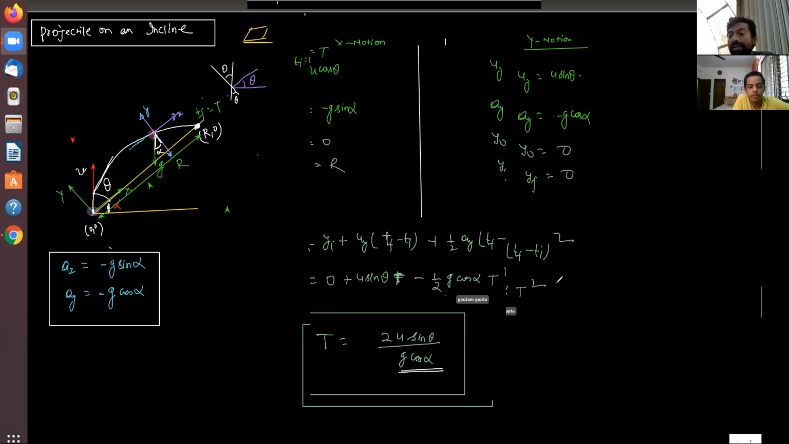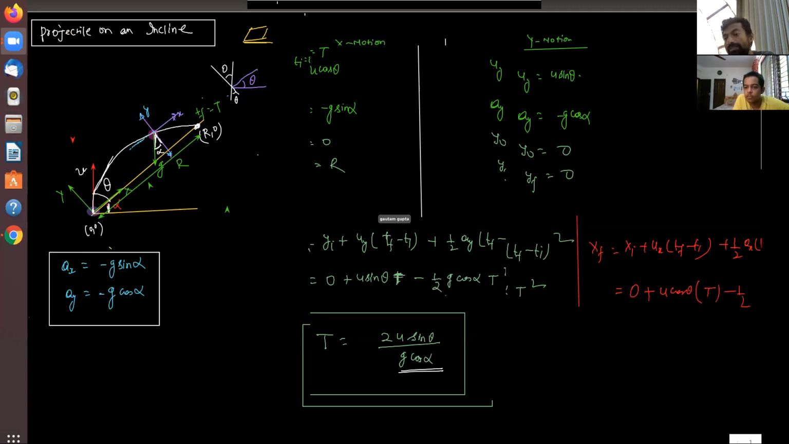Now you can write the x motion equation and substitute this T, and you will get r. x final is equal to x initial plus ux into tf minus ti plus half ax into tf minus ti whole square. xi is again 0, ux is u cos theta, tf is this T that you have found, minus half g sin alpha into T square. This term will not vanish. In the standard projectile, this term vanished because ax was 0; here ax is not 0. Put this T here and you will get r. No need to remember.